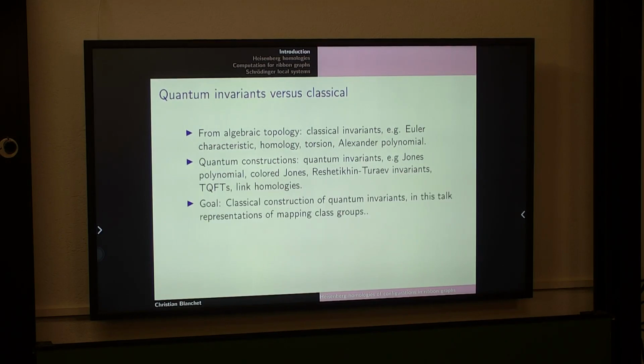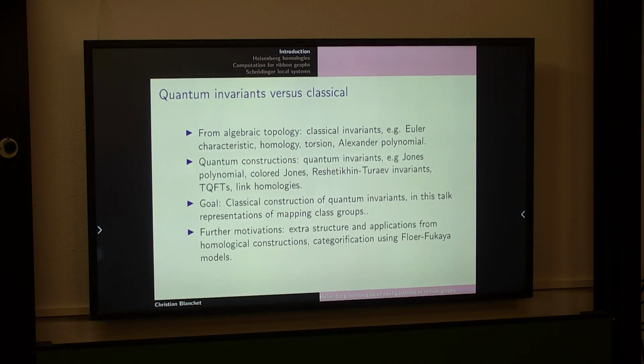And the general goal of the program is to consider classical construction for these quantum invariants. And in this talk, I will focus on representations of mapping class groups. And as further motivation, we are expecting extra structure and applications from homological construction. And on the categorification side, we expect to be in a picture which will be available for Floer-Fukaya construction.